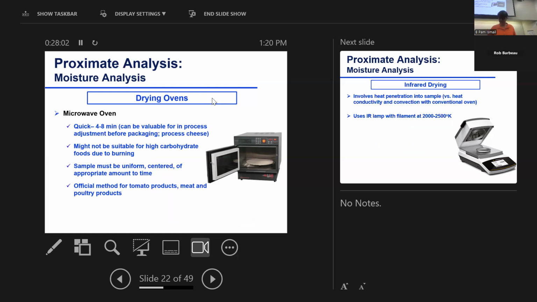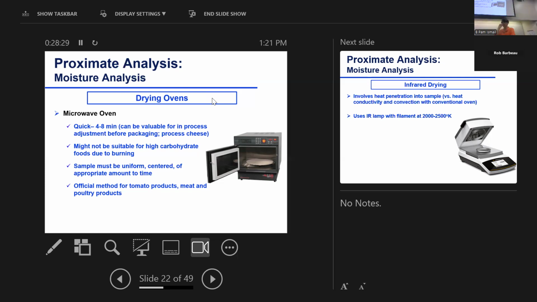Okay, microwave. So you've done microwave already. It's very quick, takes a few minutes. Depends on the type of sample. It might take a little less time or more time, depending on the type of sample you have. It is not really suitable for high carbohydrate food because of burning.